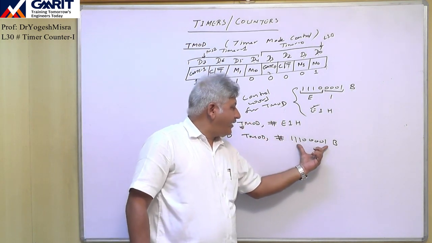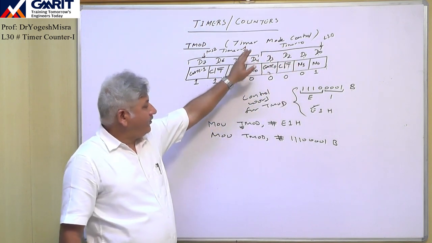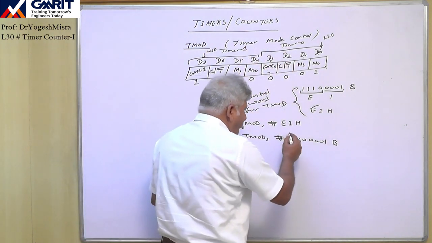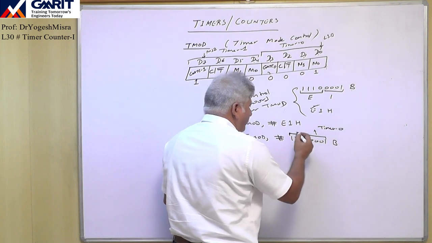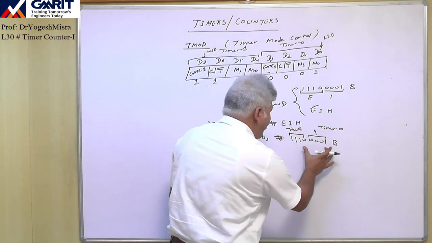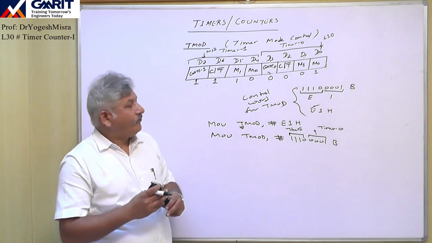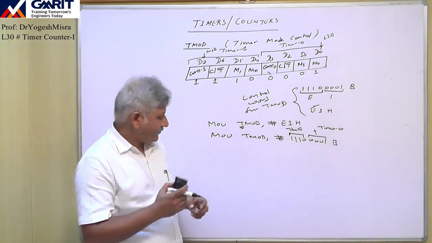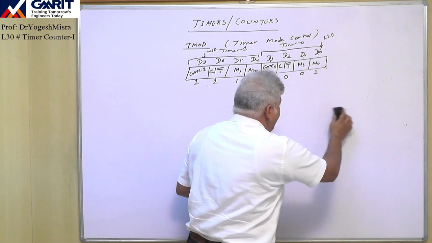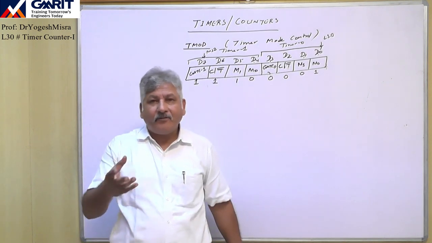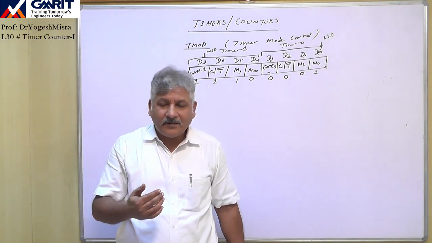The moment this binary pattern is loaded in the TMOD register, immediately timer 0 and timer 1 will be set according to these bits. These 4 bits will set your timer 0 and these will set timer number 1. The moment these 8 bits are loaded in the TMOD register, immediately timer 0 and timer 1 will be set or reset. Now once we have selected the timer, how do we generate delay with the help of that timer? What is the process for that? That we will discuss in the next lecture.